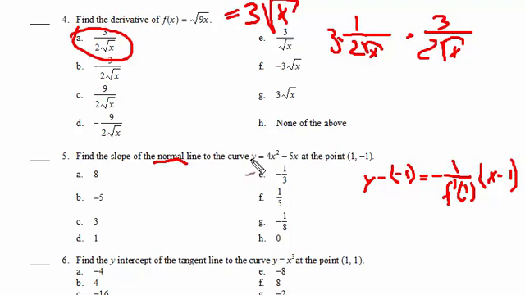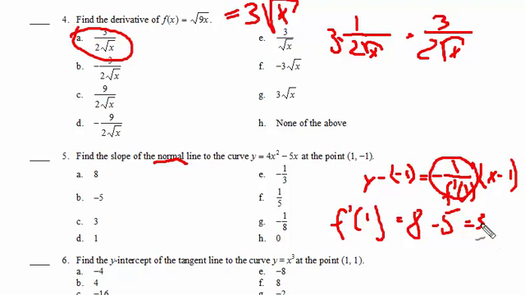So what is f prime? F prime would be 2 down, so that's 8x minus 5. F prime of x is 8x minus 5. So f prime of 1 is 8 times 1, that's 8, minus 5, that's 3. So the slope of this line here is negative 1 over 3. So it's negative 1/3. So that's E. This would be the solution.